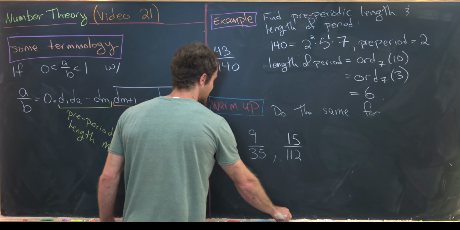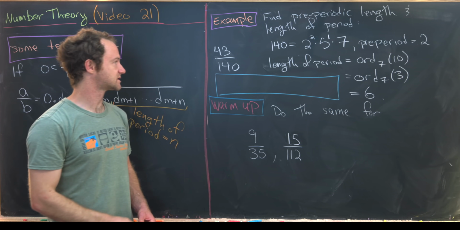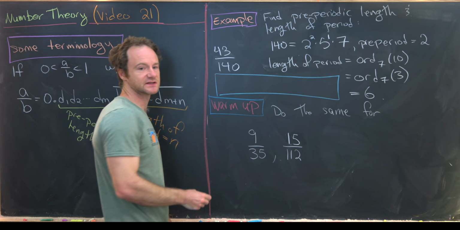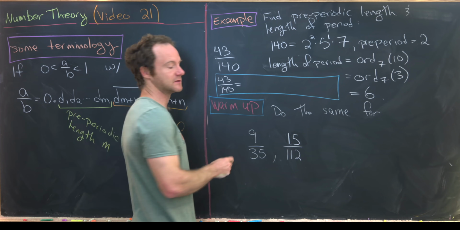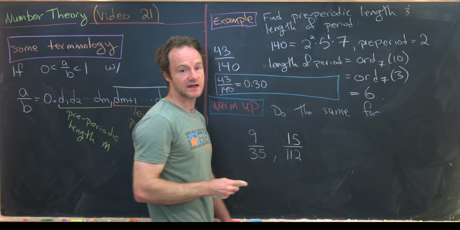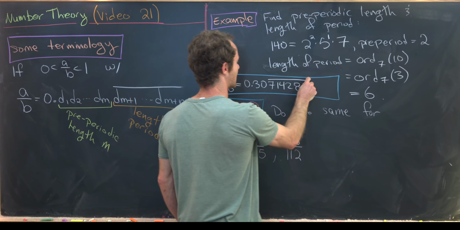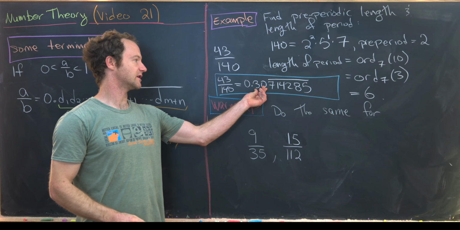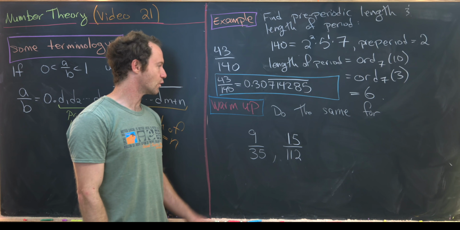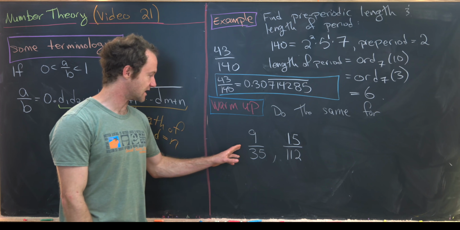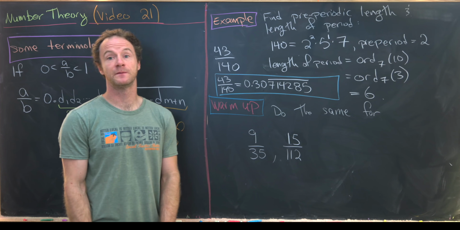Okay, then maybe to finish this example off, we could check that this works by looking at the decimal expansion of this. And in fact, 43 over 140 has the following decimal expansion: 0.30714285, and then that repeats. So we've got a pre-period of length 2, and then it's periodic of length 6. And then as maybe a nice warm-up exercise, let's do the same kind of thing for these two rational numbers, 9 over 35 and 15 over 112. And that's a good place to stop.